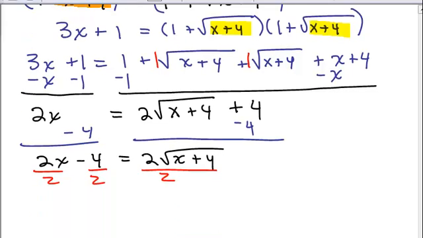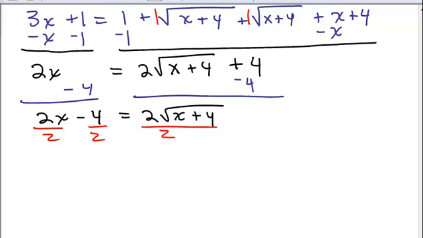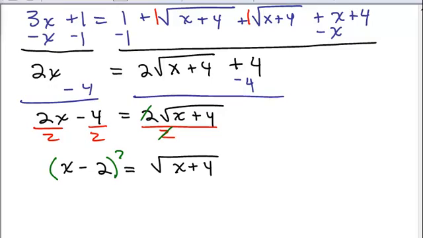So we have x minus 2 equals, now these 2's cancel, right? So I just have the square root of x plus 4. And it's isolated. So now I do the whole procedure over again. I'm going to square both sides to get rid of this square root.